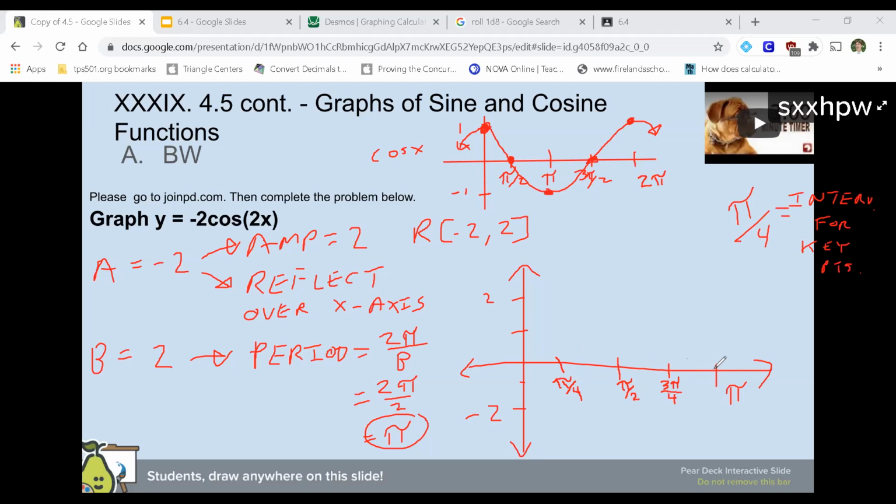Period divided by 4. All right, so cosine, again, would normally start at its maximum, but because we're reflected over the x-axis, instead we will start at the minimum. And then intercept, maximum, intercept, minimum. So we get a function that looks like this.